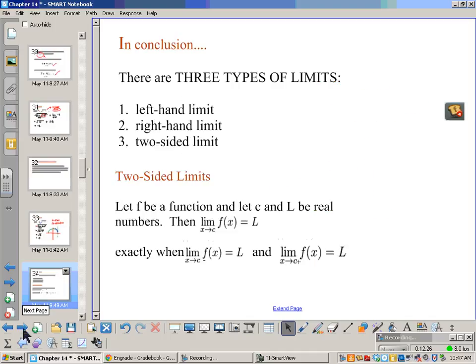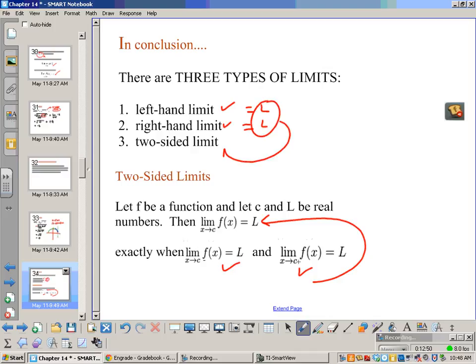So in conclusion, you've got 3 types of limits: your left-hand limit, your right-hand limit, and your two-sided limit. If your left-handed and right-handed limits are the same, then the two-sided limit will exist. So if both of these are equal to the same number L, then your two-sided limit will exist. If one is equal to L and the other is equal to M, then the two-sided limit will not exist.